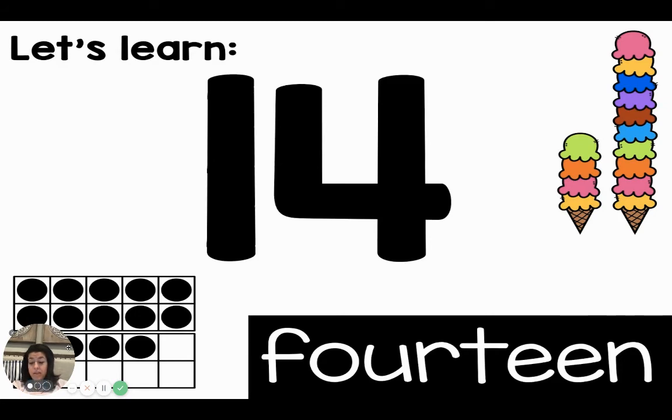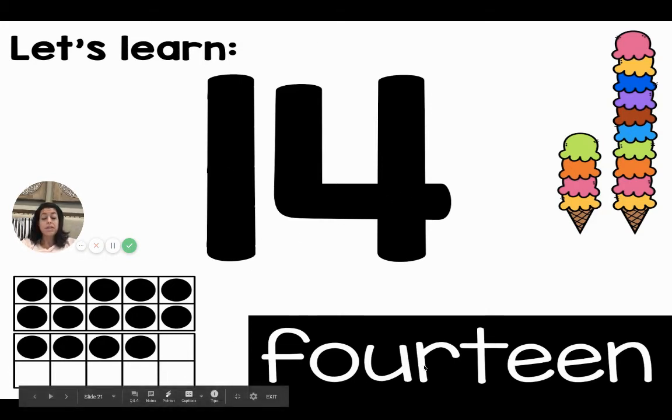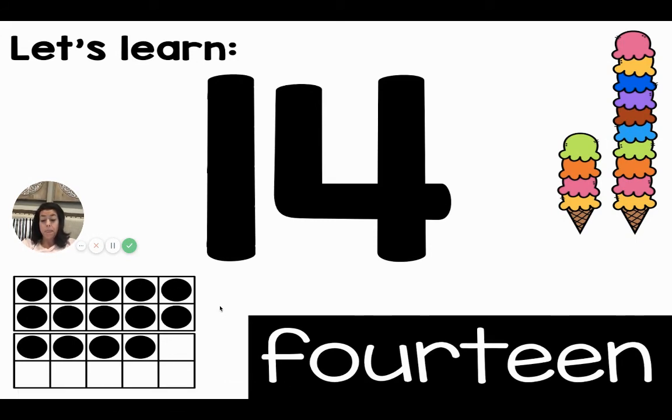Here is 14, another two-digit number. So we have a 1 and a 4. So we have one tall tower of 10 ice cream scoops and 4 more. Right now, 14 is in standard form. Down at the bottom, he is in word form. If you look at our 10 frame, we have one entire 10 filled in with 4 more dots. That shows us the number 14.